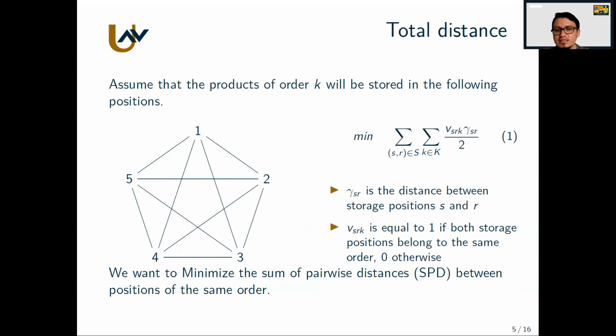If you look at it, this graph looks similar to a complete graph, if you remember graph theory. This is an important issue that we are going to use to create some valid inequalities in the next stage of this research. So in the end, we want to minimize the SPD for the total orders that we need to solve in each instance.